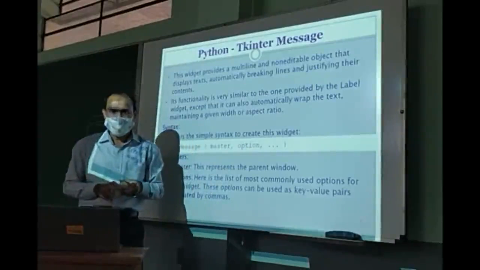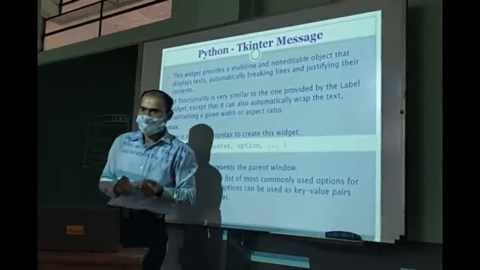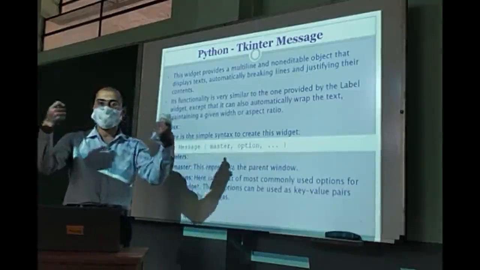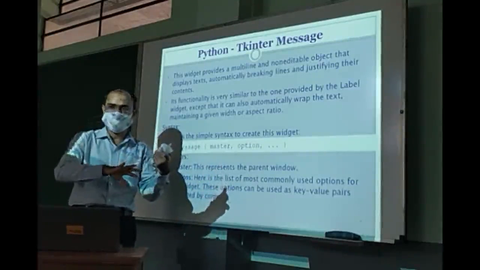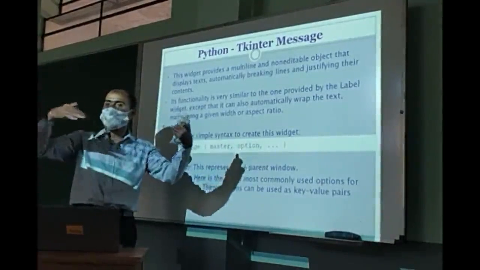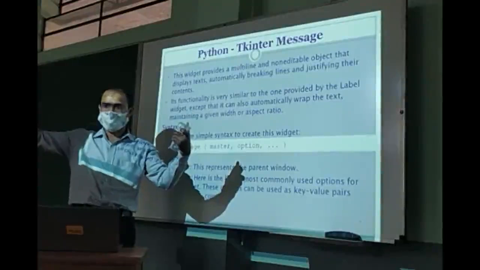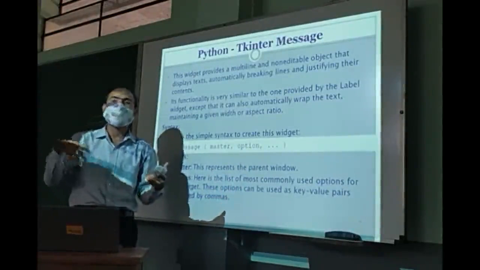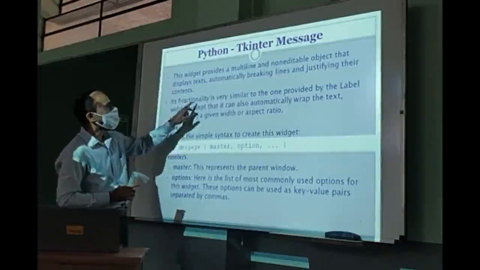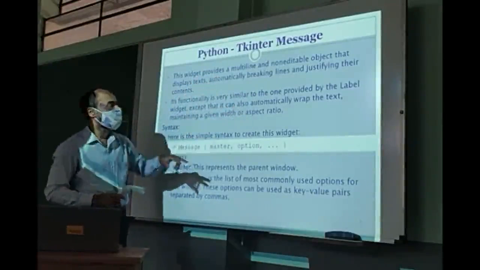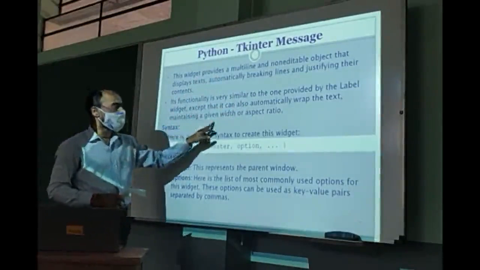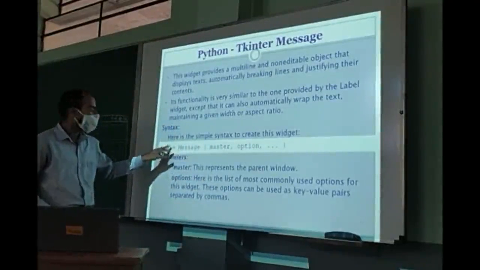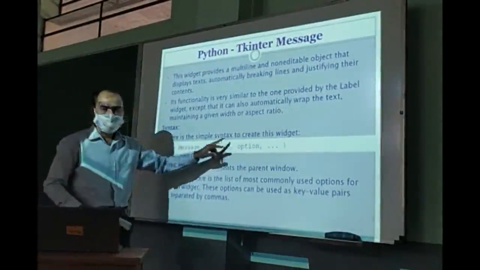Do you know about wrapping the text? Wrapping simply means if I change the size, the text is automatically shifted to the next line. If I again increase the size, it will shift back to the original line. So if the size is reduced, this text is automatically adjusted. That is called wrapping, and that is done by the message widget. How to create it? Same syntax: master, options.